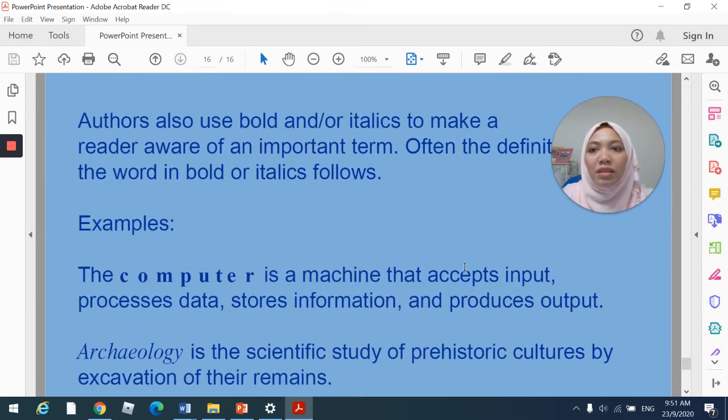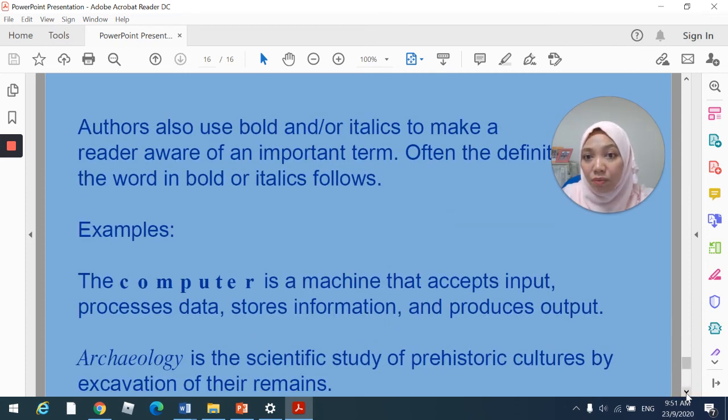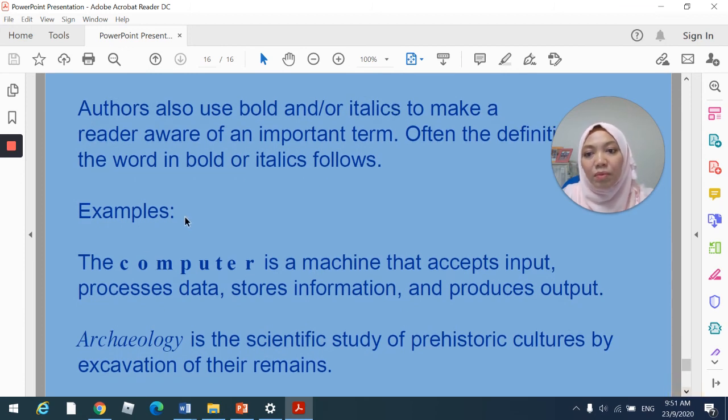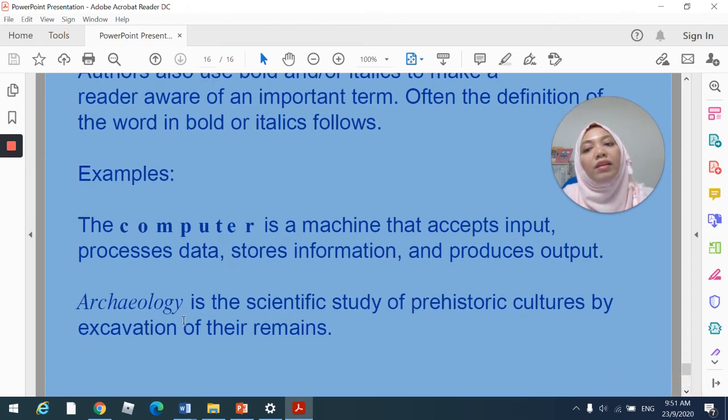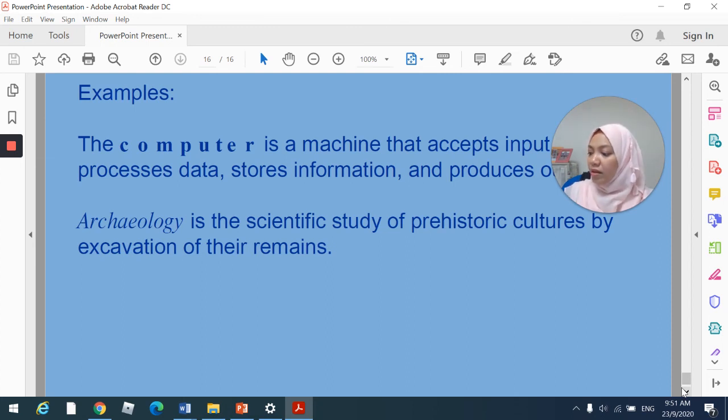All right, so these are all contextual clues that will help you to understand meanings of words. And lastly, sometimes you get words in bold or italic. This will also give you a definition or explanation about the word. The computer is being bold. And here archaeology is being italicized. Then it is followed by the definition of it. It's quite simple.